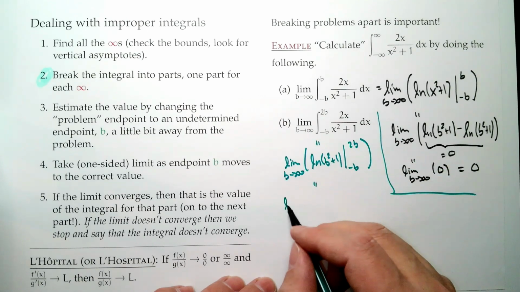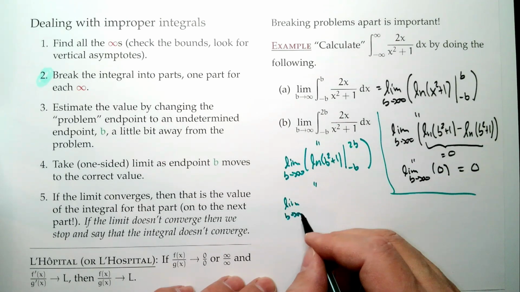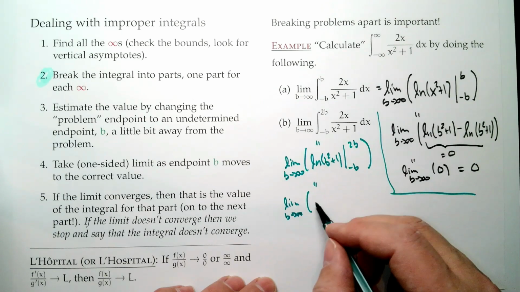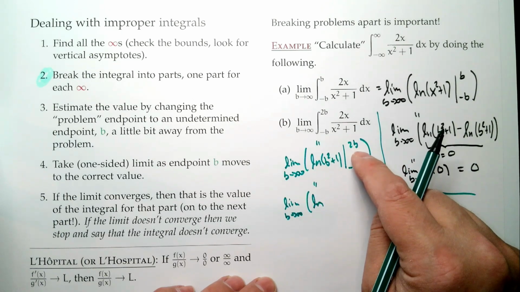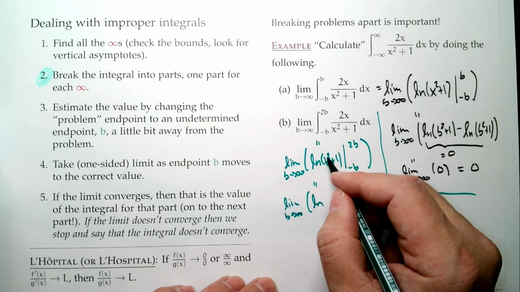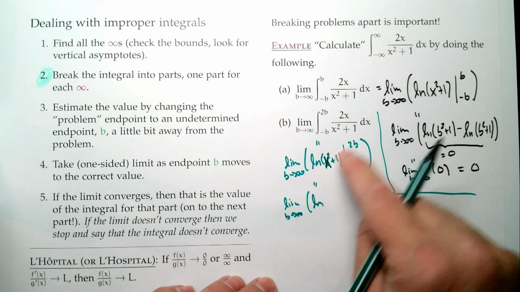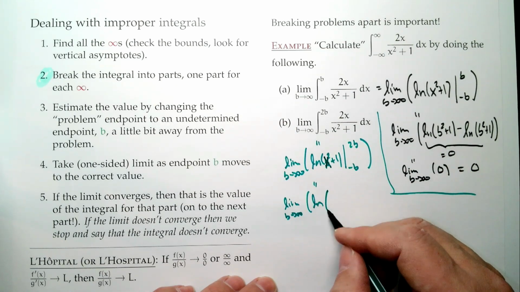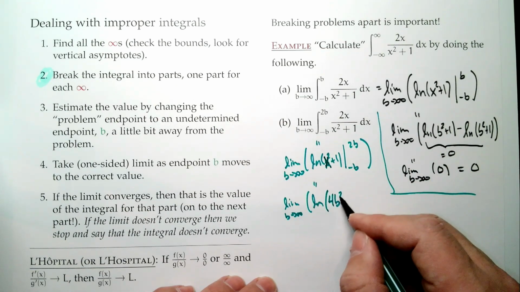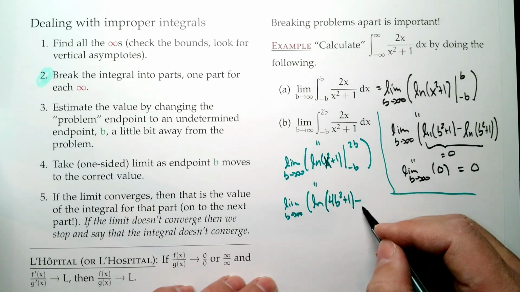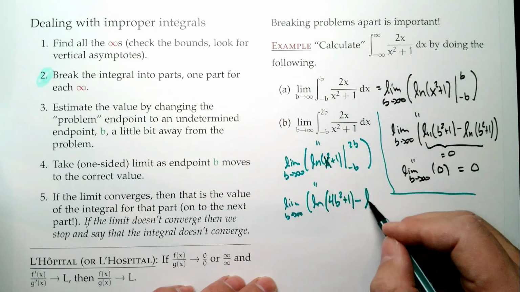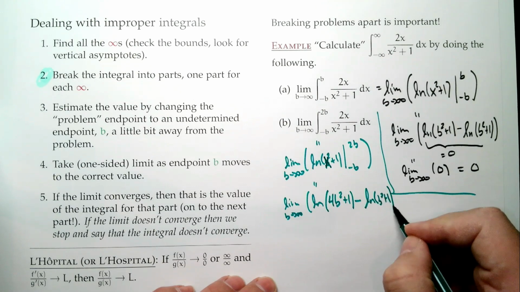All right, well, that's the limit as b goes to infinity of log of, now we plug in 2b. Oh, whoops. Why did I put b there? Okay. Should have been x. Sorry. Got ahead of myself. Plug in 2b for x, and that would be 4b squared plus 1. Subtract, plug in negative b, log of b squared plus 1.